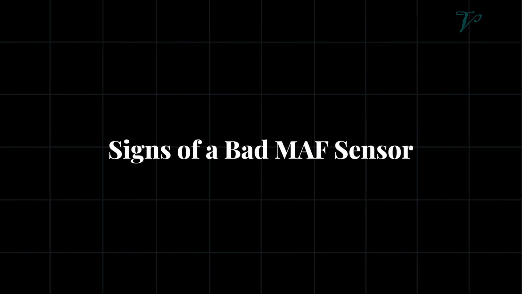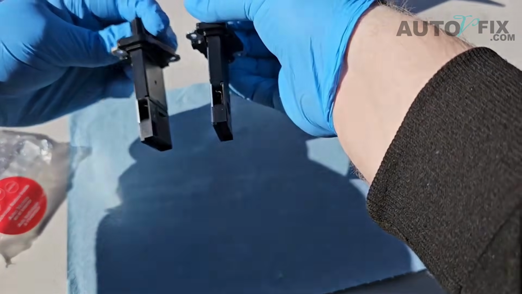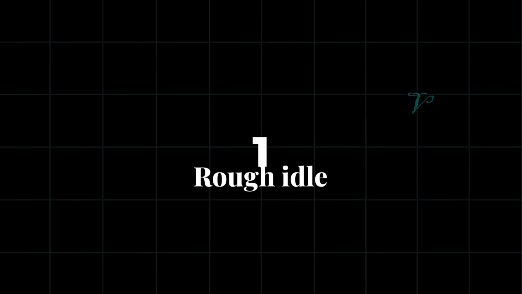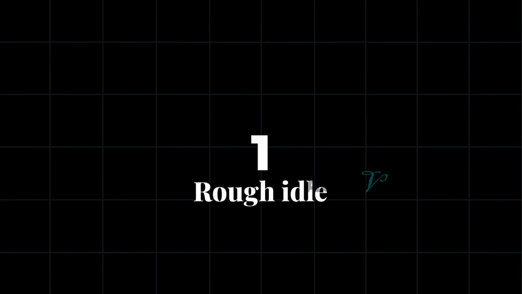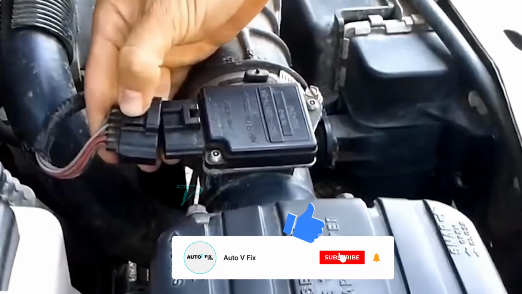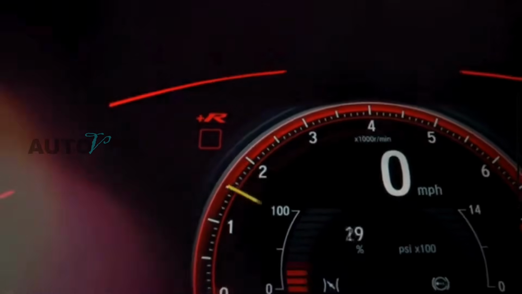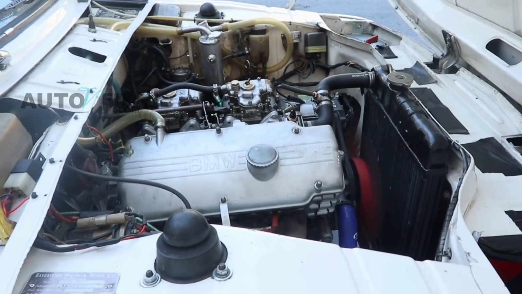Signs of a bad MAP sensor. Now let's get into the symptoms because this is where most people are trying to figure out what they are dealing with. One of the most common symptoms of a bad mass airflow sensor is rough idle. If the MAF is underreporting or overreporting airflow, the fuel mixture can go lean or rich, and the engine may idle unevenly, stumble, or feel like it is hunting.